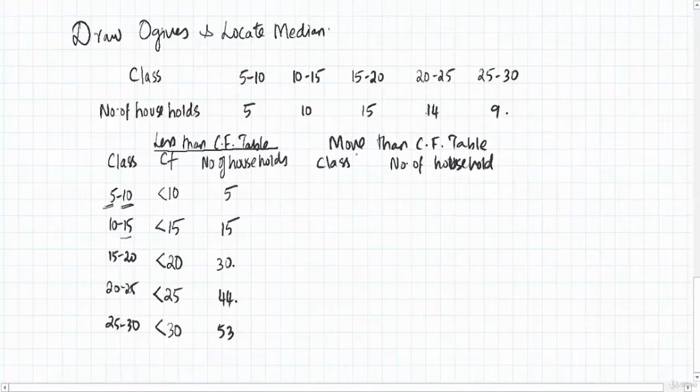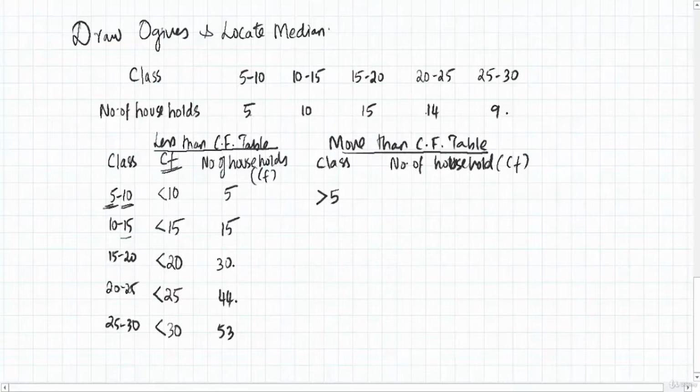In the more than cumulative frequency table also we have to write the class, then the number of households, which is actually the cumulative frequency. So here also I'll write cumulative frequency, and this is basically the class. Now the class, for the first case, should be greater than 5, because from 5 to 10 onwards we have the number of households. So the first class should be greater than 5.